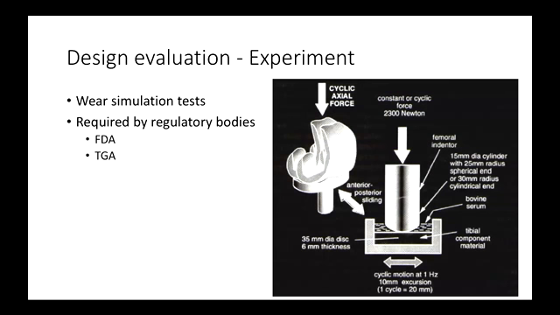So that's probably the last thing I just wanted to mention: how do we assess these designs? One aspect that's required by the regulating bodies is experiments. One very common one is a wear test. They'll actually take a joint and articulate it, 20 years worth of articulation, and measure how much wear it actually undergoes.